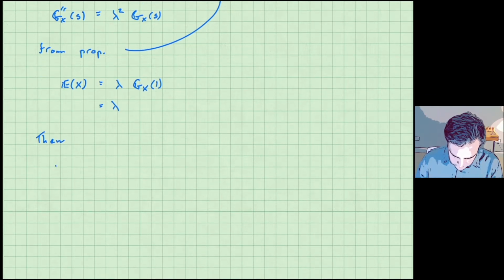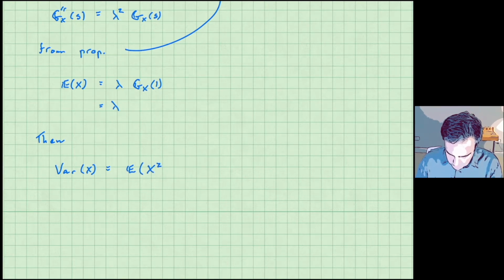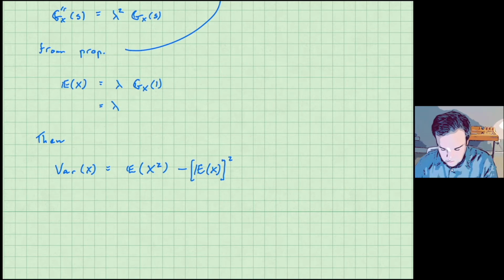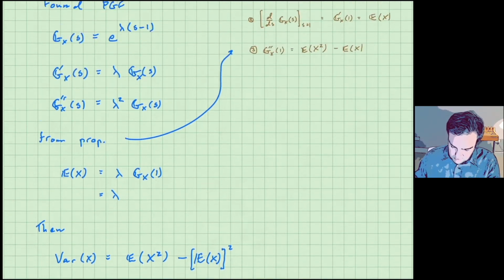So the variance of x is equal to, we'll just write down that form again, the expected value of x squared minus the square of the expected value. And we already know the expected value. We just found it, it's lambda. So we could put lambda squared there right away. But let's just go on as is.